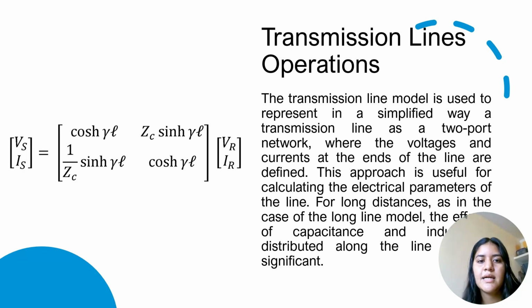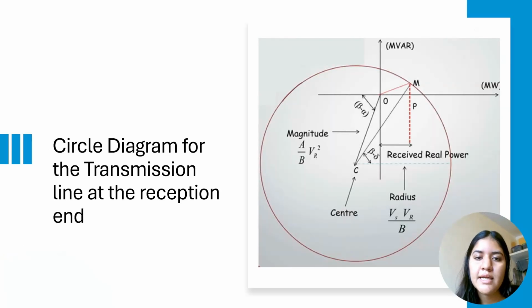The provided code calculates the DC and AC resistance of the transmission line, considering factors like the skin effect and temperature. Inductance is calculated using the formula previously discussed, and the same for the capacitance, and this one is determined while considering the ground effect, which is crucial for analyzing high voltage lines. Circle diagram for the transmission line at the receiving end.